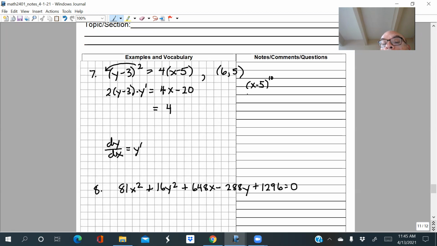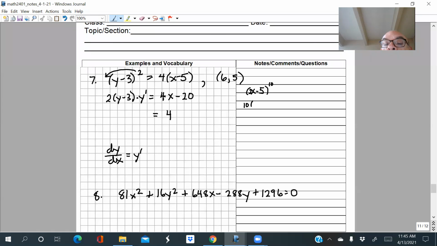How would you find the derivative of that? You would bring the 10 down. Let me change this. Suppose it were 2x minus 5 to the 10th power. How would you find the derivative of this? You would bring the 10 down, right? And then times 2x minus 5 to the 9th power. But then you have to remember to multiply in the derivative of 2x minus 5, which is 2.